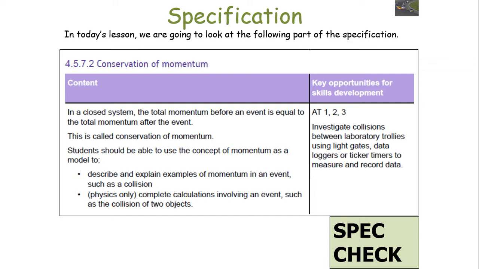which is 4.5.7.2, the conservation of momentum. And you'll note here at the bottom where it says students should be able to complete calculations involving an event such as a collision of two objects, that is separate science only content. So it's not covered on combined science.